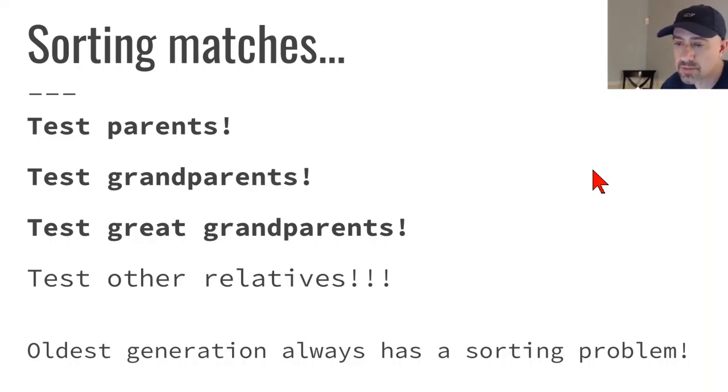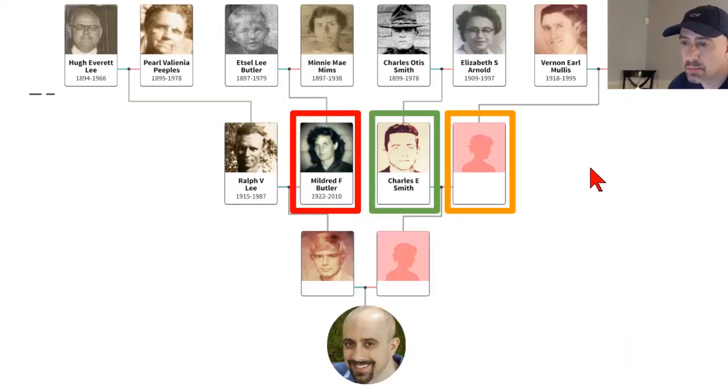Some of your other relatives will offer opportunities for sorting out matches. But I'll note that even if you do have the good fortune of being able to test your parents and your grandparents, the oldest generation is always going to present you with a sorting problem. So, for example, if I had known about genetic genealogy early enough, I could have tested 3 of my 4 grandparents, and that would have helped me greatly with sorting out my matches. But then I would still be faced with the challenge of sorting out their matches.